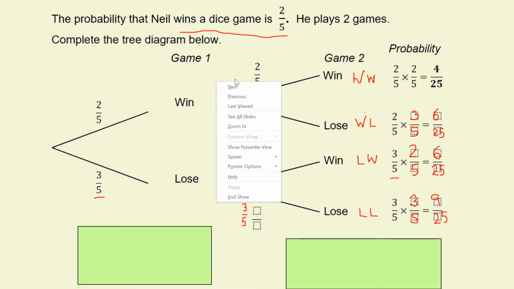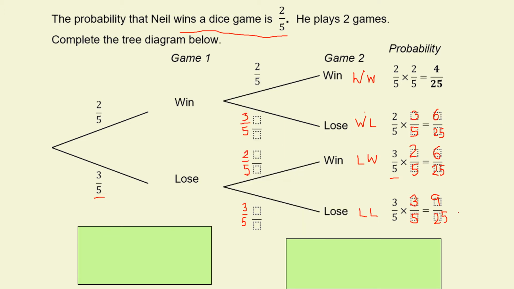Can you see from the probabilities at the end which bit's most likely to happen? Losers. Yeah, that's the most likely one, isn't it? That he loses twice in a row, because that one's 9/25. It's bigger than the others. All right. The least likely thing is that he wins both. Okay. That's only 4/25.